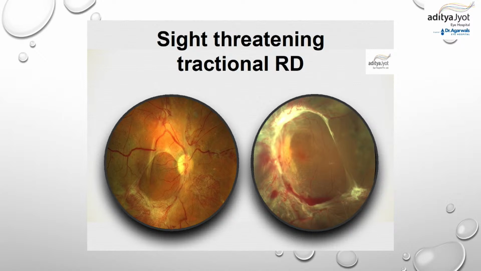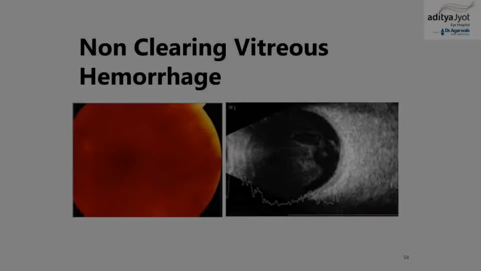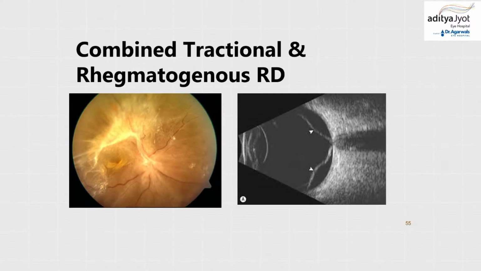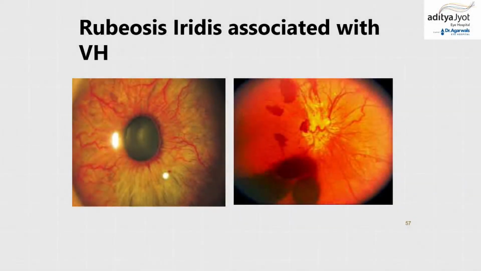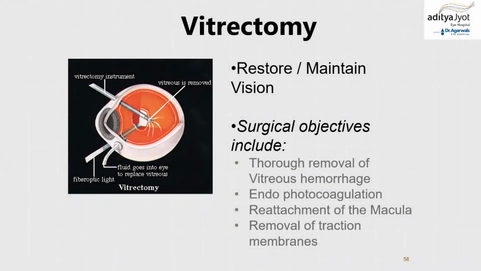So the whole idea of my talk is that me and probably David and Professor Cano who spoke, we are all vitreoretinal surgeons who are doing surgery daily to treat sight-threatening traction retinal detachment, non-clearing vitreous hemorrhage, and combined traction and rhegmatogenous retinal detachment, taut posterior hyaloid. All these are because of uncontrolled diabetes and not examining the eye, rubeosis iridis producing vitreous hemorrhage and glaucoma, and finally blindness. So the answer is vitrectomy.